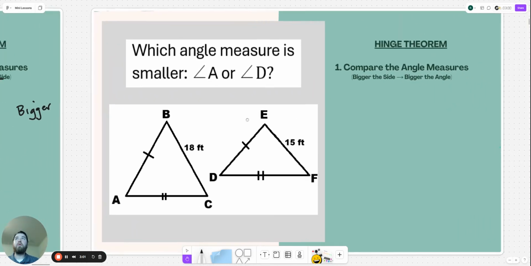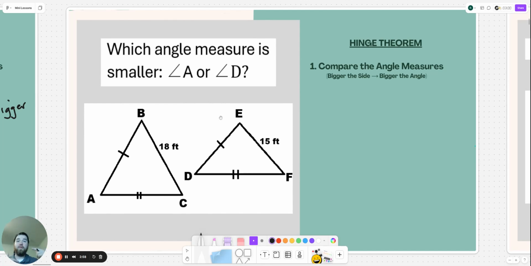So a couple more examples here. Now, this is just kind of the reverse of it, or the converse of it, and that's just saying which angle measure is going to be smaller. So in this case here, we're looking for smaller. We're still going to use the same thing: the bigger the side, the bigger the angle, or the bigger the angle, the bigger the side. But now we're looking at which one's smaller.